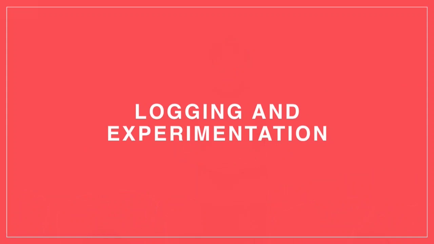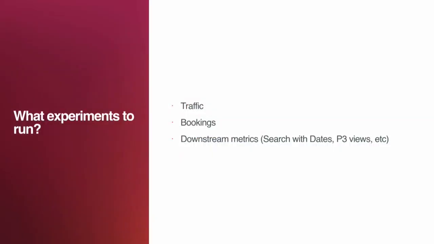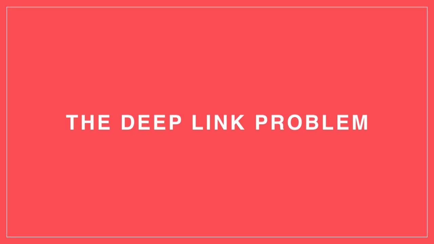Now, I'd be remiss to talk about AMP if we didn't talk a little bit about logging and experimentation. Now, there's 3 types of experiments that we would want to do. In the interest of time, I'm only going to go over traffic, but the first one being traffic, the second one being bookings, and the third one being downstream metrics. You want to be looking at the amount of P3 views, how many people are searching with dates. So let's talk about the deep link problem.